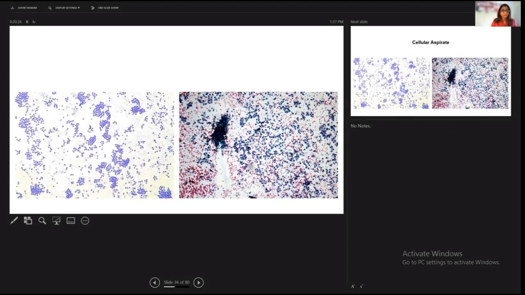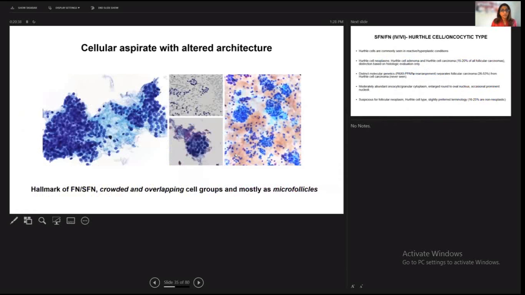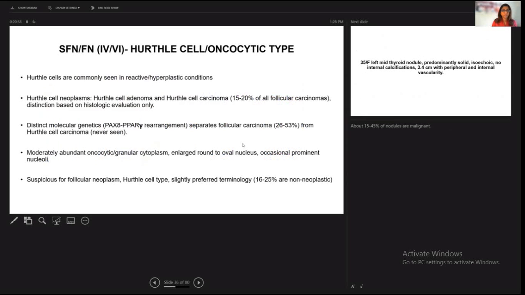All right? So this is the cellular aspirate that I'm referring to. See the sea of cellularity that we're seeing; this is what we call neoplastic cellularity. So this is a neoplasm. And altered architecture is what we're talking about here, which is pretty much the hallmark of the follicular neoplasm category: cellular aspirate with altered architecture. So what do I mean by altered architecture? It means you have crowded and overlapping cell groups that are mostly microfollicles. So you can appreciate the crowding and overlapping in some of these cell groups.